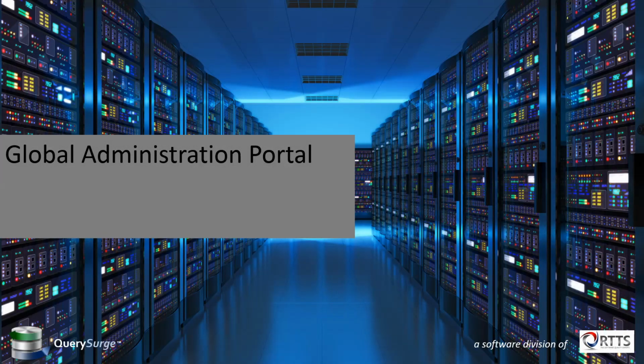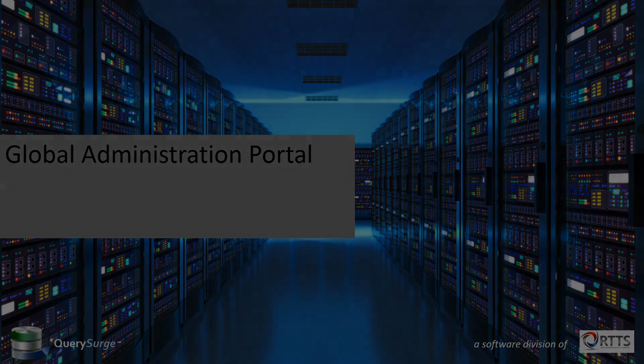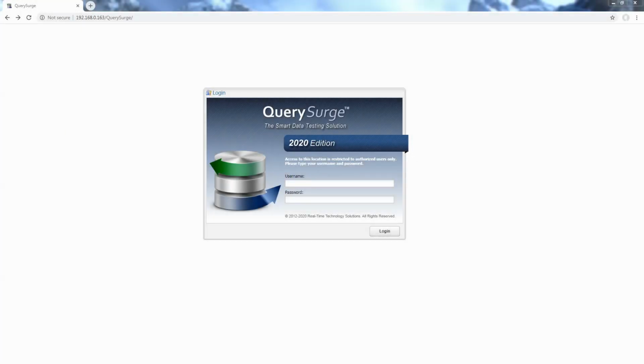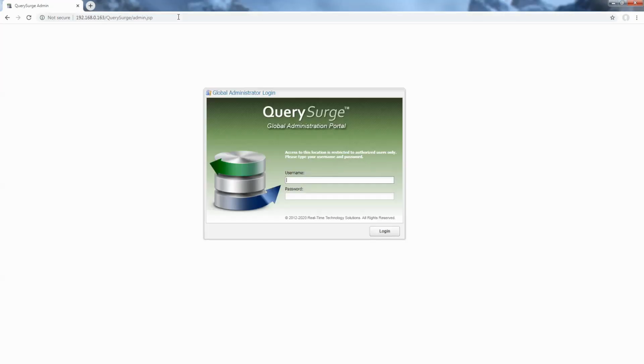The next new feature that's been added to QuerySurge 8.0 is the Global Administration Portal. The Global Administration Portal is our new centralized location for managing your QuerySurge instance. To access the Global Administration Portal, you'll take your normal QuerySurge URL and add admin.jsp to the end of it. Once there, you'll need to log in with a global admin account.